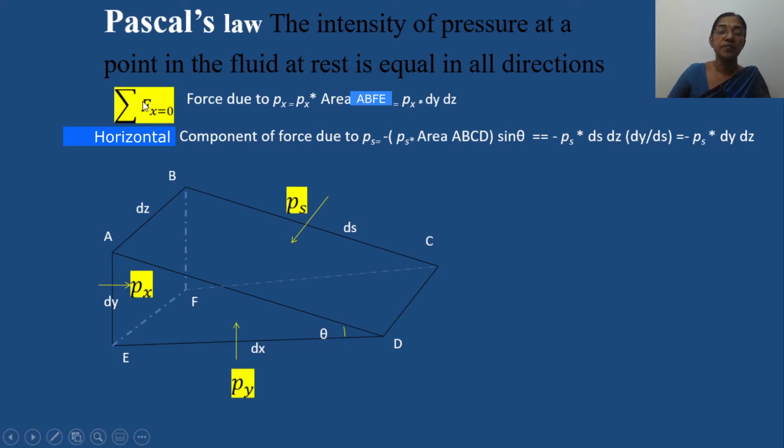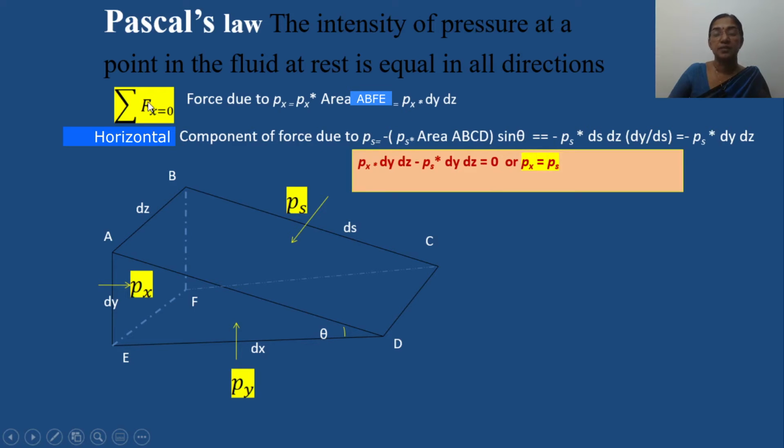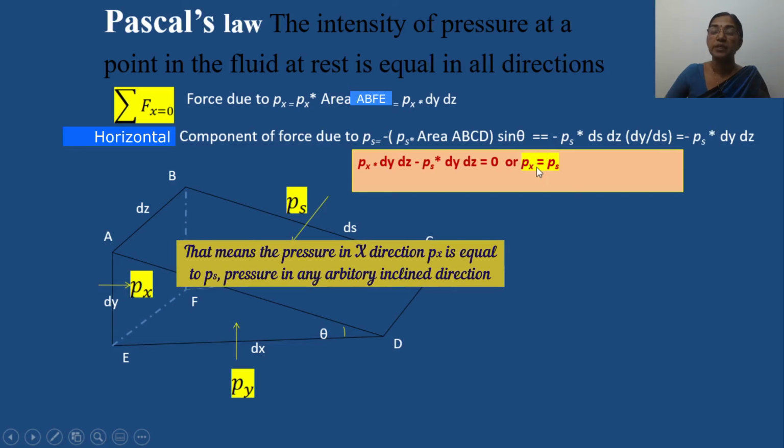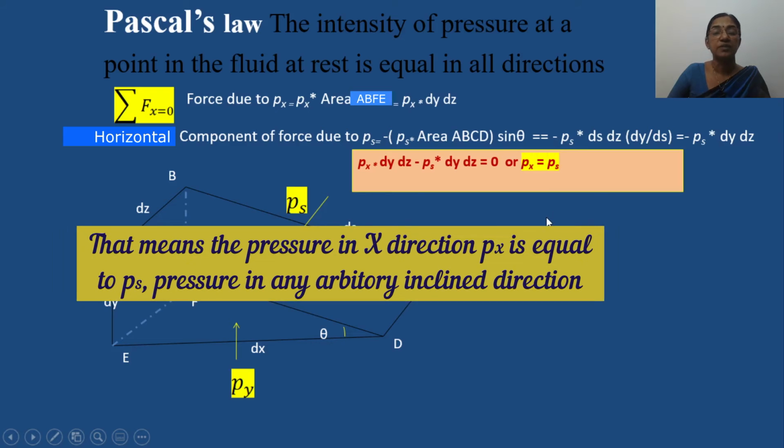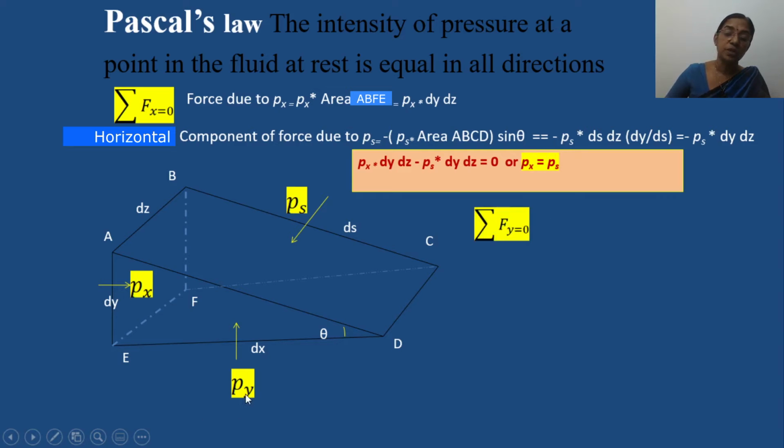So if you are considering sigma Fx equal to 0, then we have to add these two terms to balance this equation. Then you will get Px into dy dz minus Ps into dy dz equal to 0, or Px equal to Ps. Now let us consider the algebraic sum of the forces in y direction. The force due to Py equals Py multiplied with this area. So this can be calculated as Py into, this is dx and this is dz, so it is Py into dx into dz.